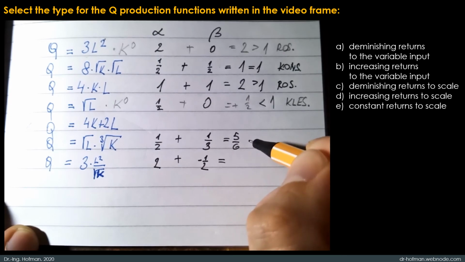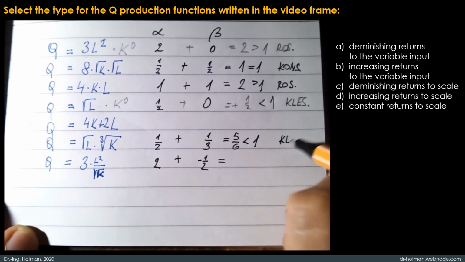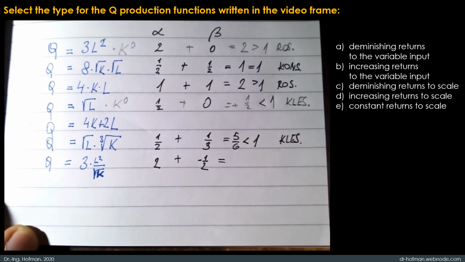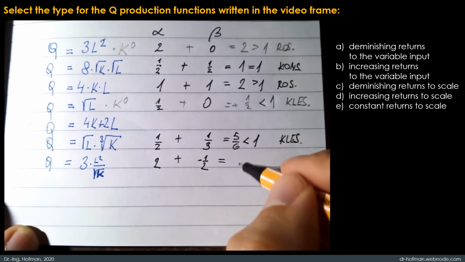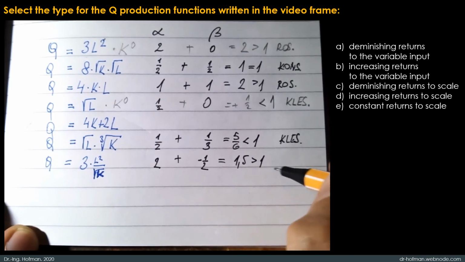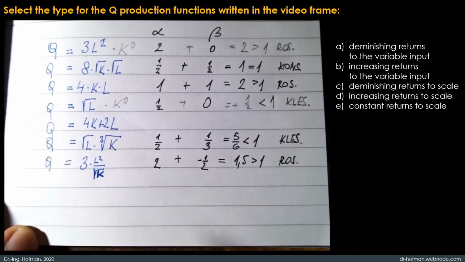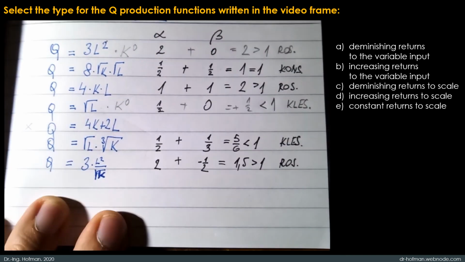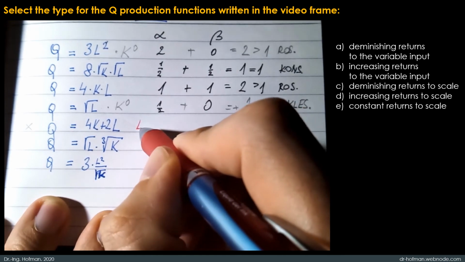In this case it is 5/6, it's less than 1, and we speak about diminishing returns to scale. And in the last case we have 1.5, which is more than 1, and these returns to scale are increasing. And what about this form where we have sum instead of multiplication?